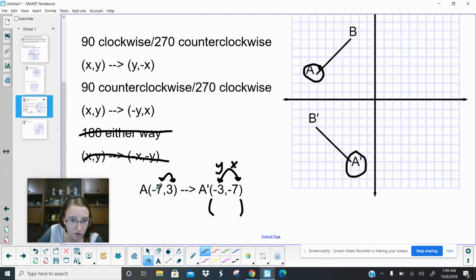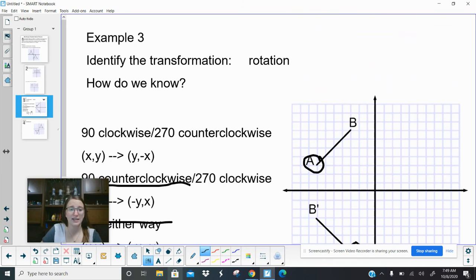Let's look at our original y, x. This was, again, x and y here. So x was negative 7, and over here it is still negative 7. So that means the x did not change. But if we notice, the y was here a 3, and now it's a negative 3. So this is our formula that was applied. That means our answer here is 90 degrees counterclockwise.